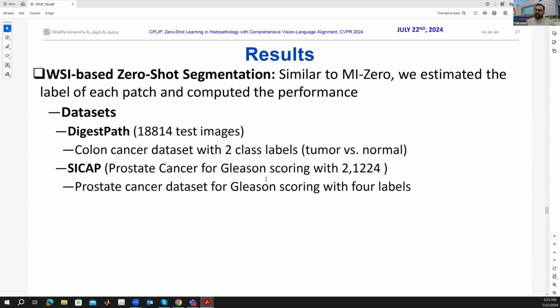For the segmentation, we used a similar setting as proposed in MI-Zero. We estimated the label of each patch and computed the performance, so that each patch is labeled as normal or cancer. DigestPath is a colon cancer data set with a two-class label, tumor versus normal, and the SICAP data set contains 4 different class labels. So we did it for normal versus cancer only, and for prostate cancer Gleason scoring.